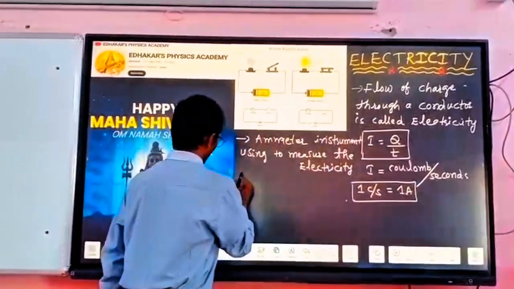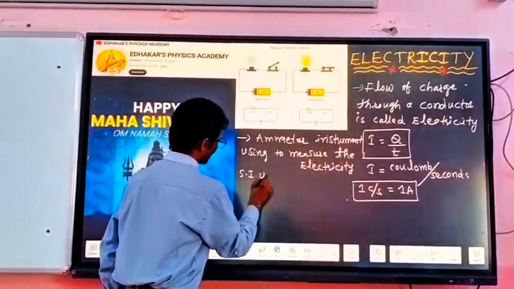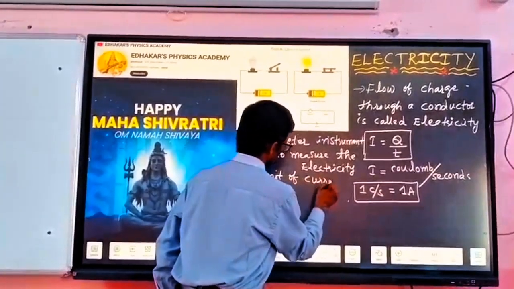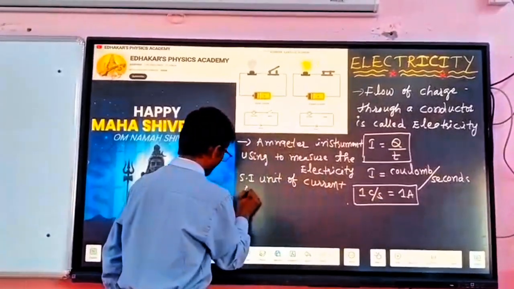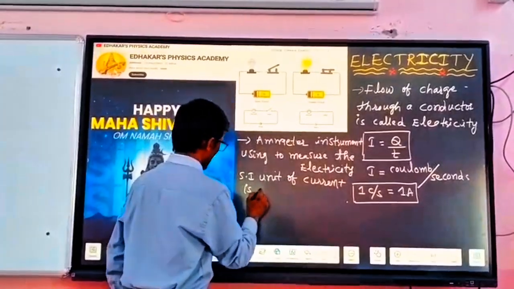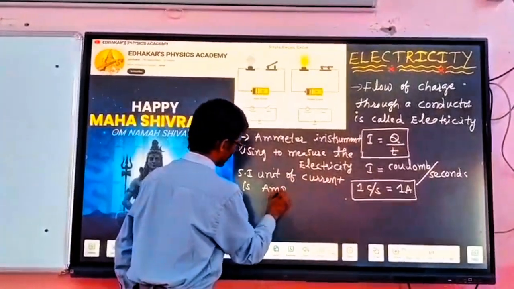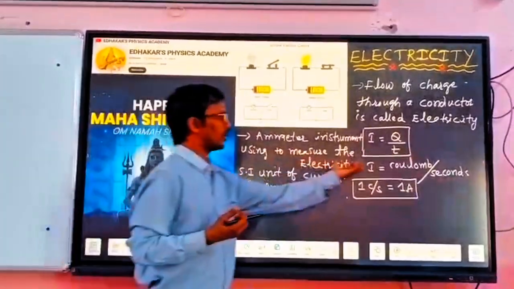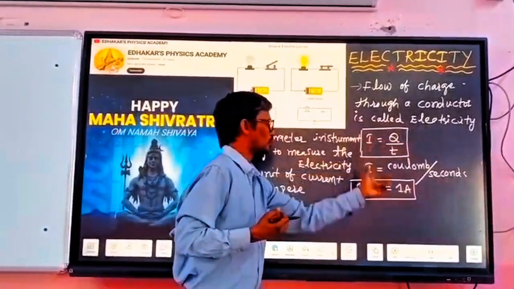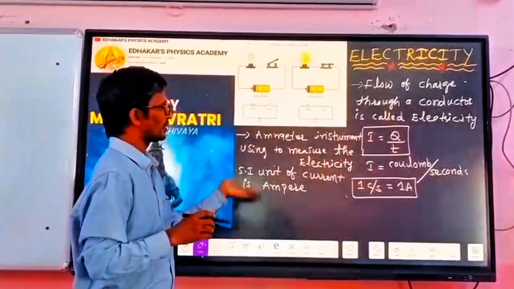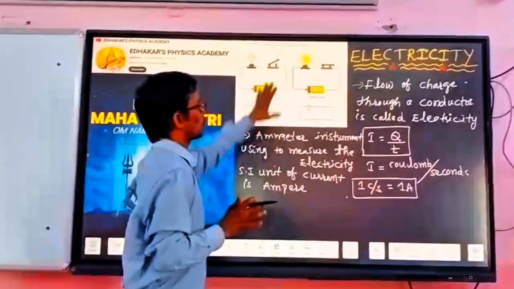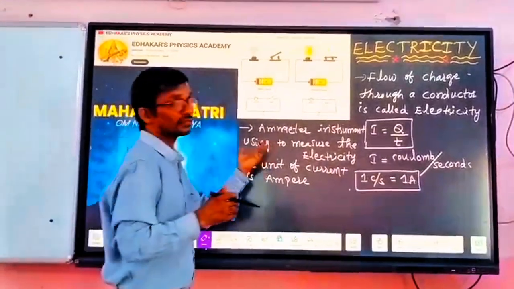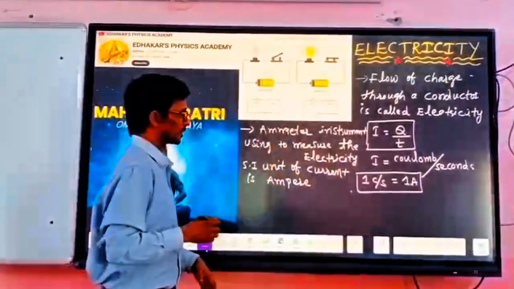So the SI unit of current is ampere. 1 coulomb by 1 second is equal to 1 ampere. This is about current, open circuit and closed circuit. We measure the current in a circuit with the help of the ammeter.